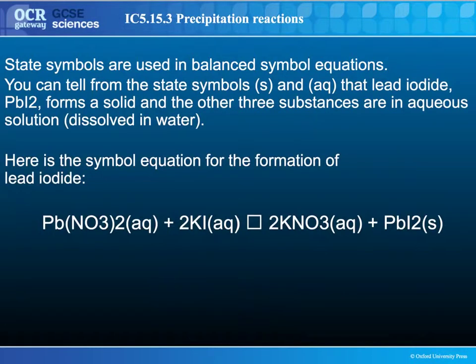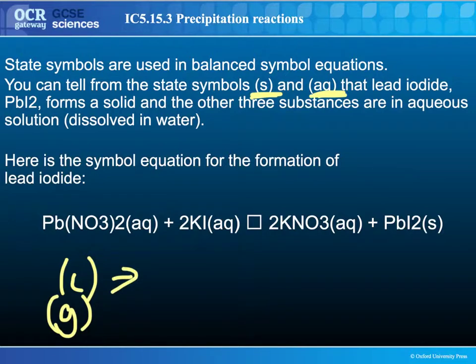This is extended when we use symbol equations. So this is using the state symbols. The four main state symbols are S for solid, AQ for aqueous, there are also L for liquid and G for gas. Liquid is the one that you probably come across the least often, because they tend to be oils and things like that, and water that's a liquid. Most often things that you think are liquids are generally aqueous solutions.